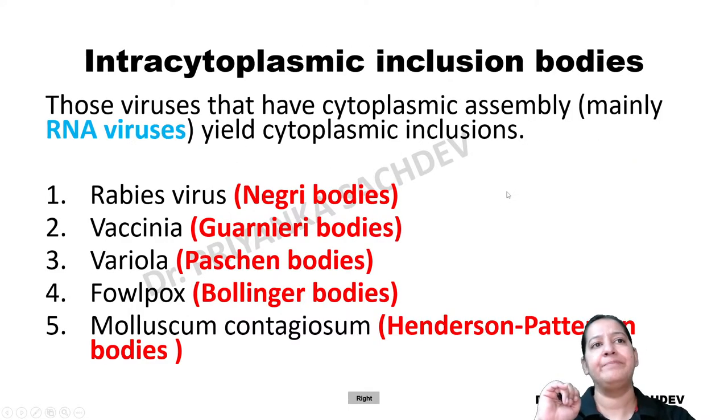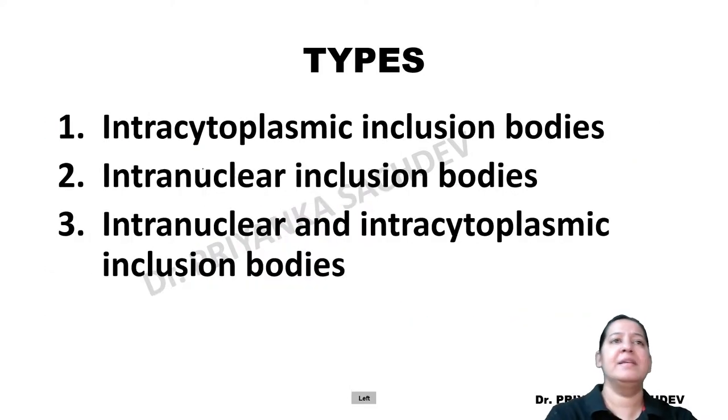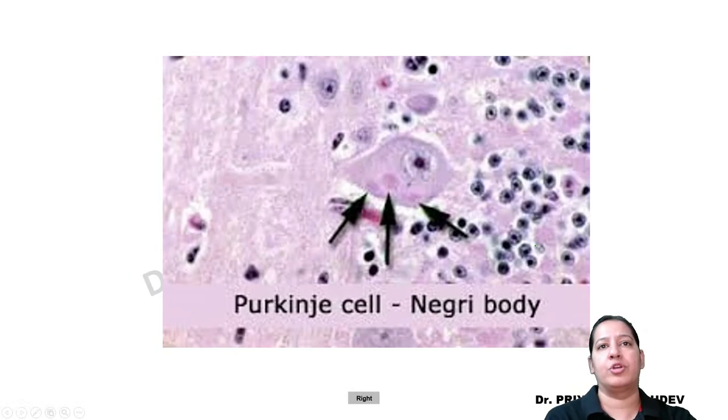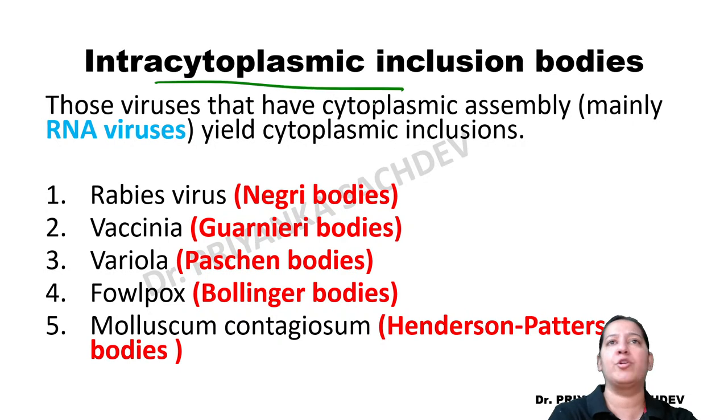So you can see they can be present inside the cytoplasm. They can be present inside the nucleus. They can be present inside both, right? So these are examples of cytoplasmic inclusion bodies.